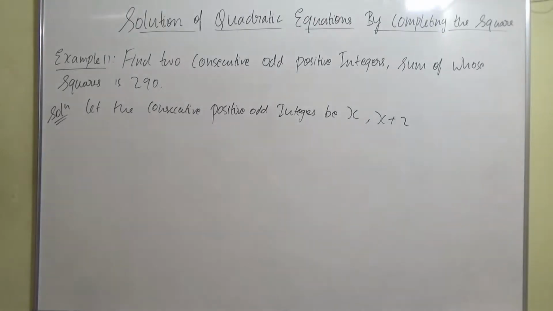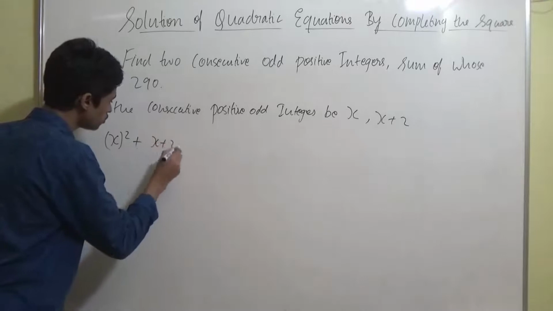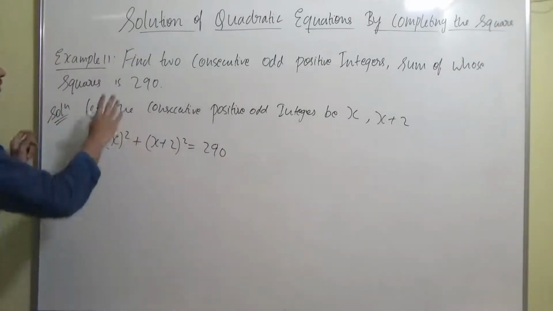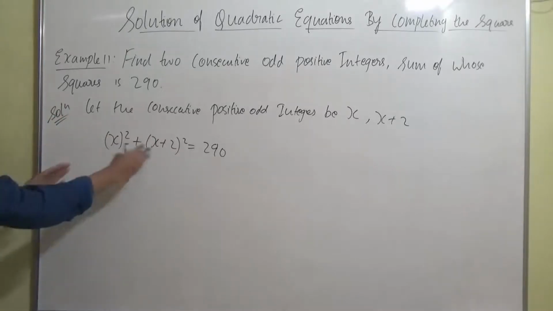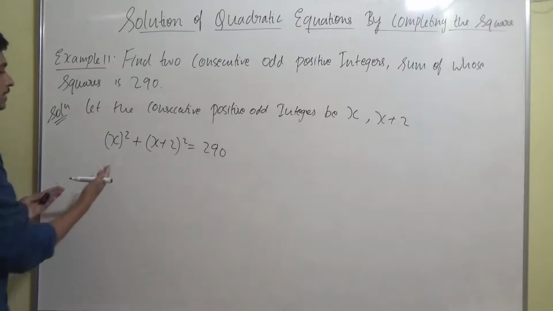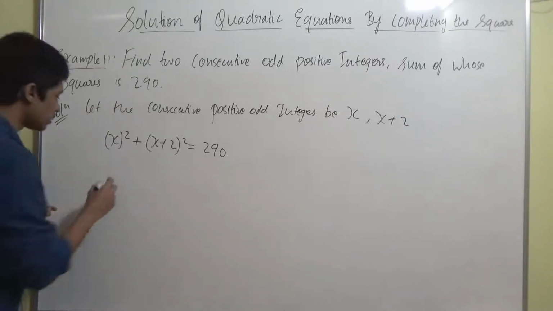Right, so there should be a difference of 2. Now squaring them, (x squared) plus (x plus 2) the whole squared is equal to 290. That's what we get from the condition, guys, because they're telling us the sum of the squares of them gives us 290. Now we have to find x and x plus 2, that is the two positive odd integers.